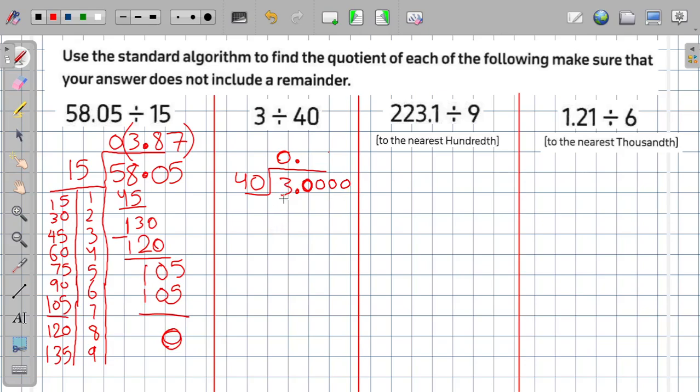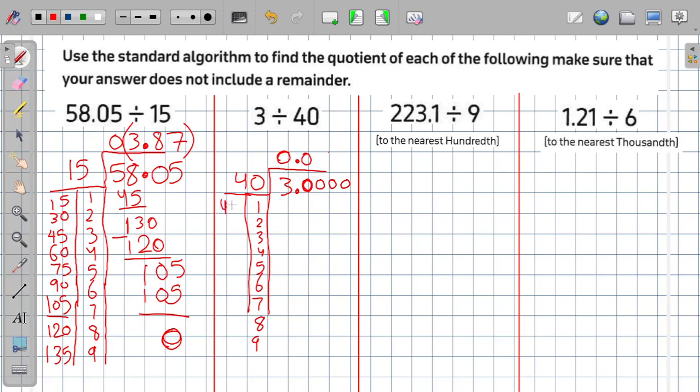Okay. So I have 30 divided by 40 equals what? Equals 0 again, because 30 is less than 40. So let's continue. I have 300 divided by 40. So let's try to make the timetable of 40. Okay, so I have 1, 2, 3, 4, 5, 6, 7, 8, and 9.